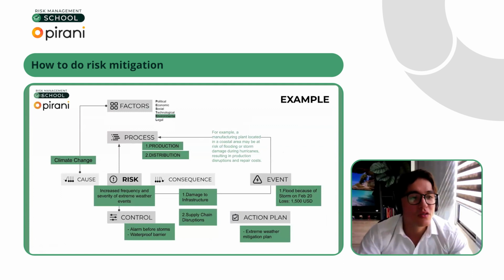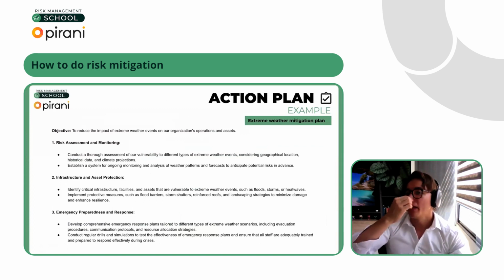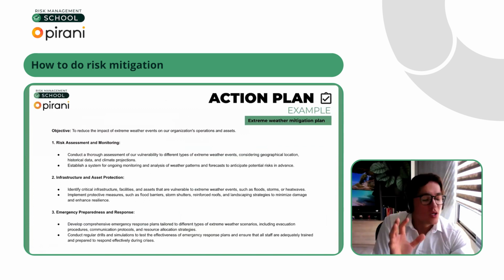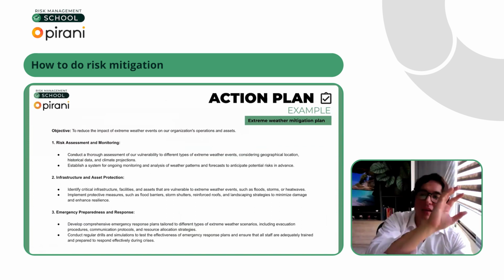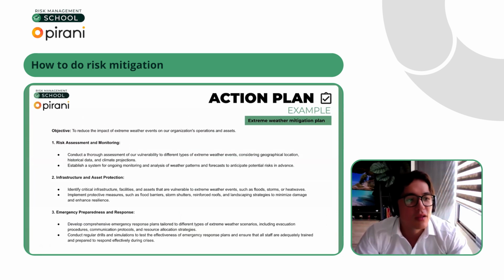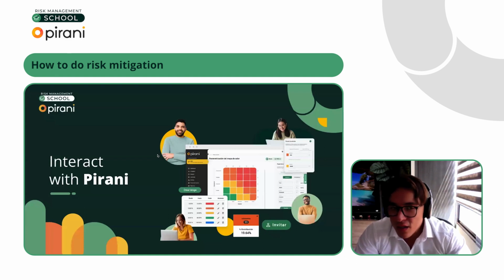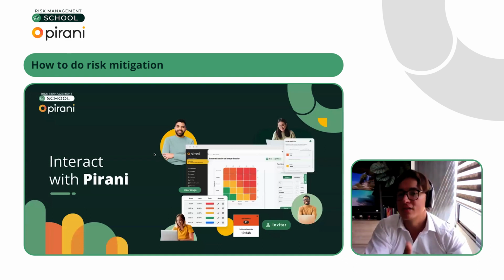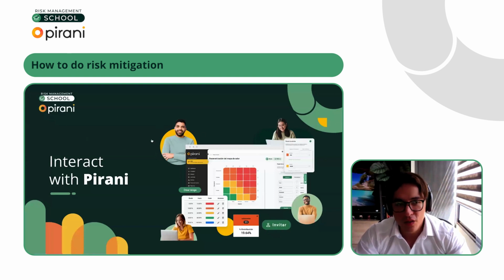So we need to see this in action because, okay, maybe you can do this in spreadsheets, but it will be very difficult to associate a specific control to mitigate 10% or 50% of a risk. So that's why risk management software exists, to help you connect all this workflow, this risk management cycle. So let me show you about Pirani.